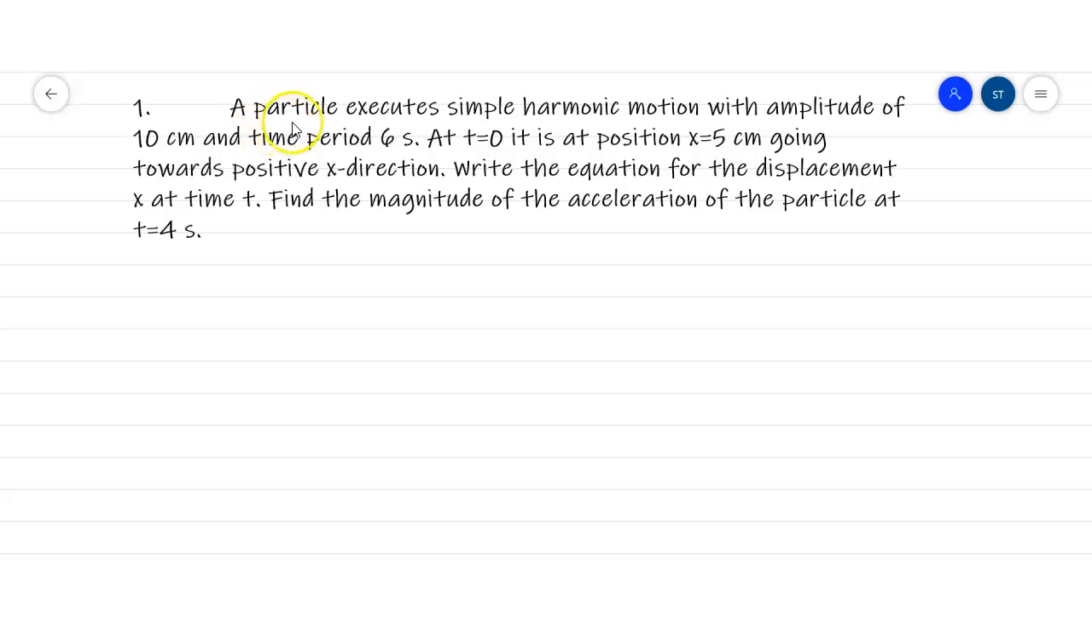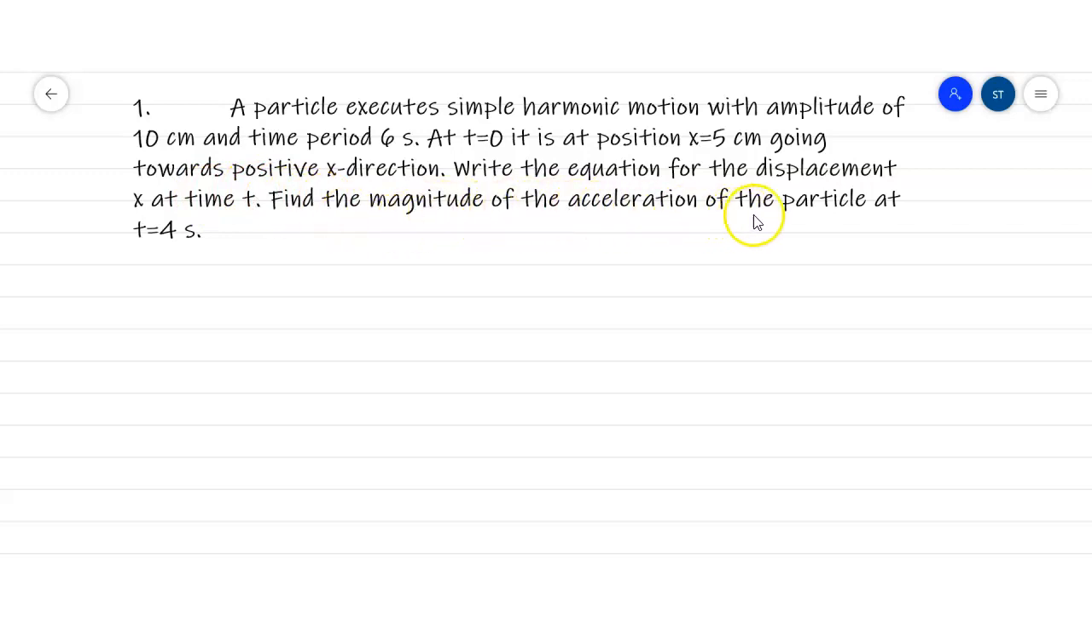So this is the first question in SHM from H.C. Verma. The question goes as shown. A particle executes simple harmonic motion with amplitude of 10 centimeters and time period 6 seconds. At t is equal to 0, it is at a position x is equal to 5 centimeters and going towards positive x direction. Write the equation for the displacement x at time t.